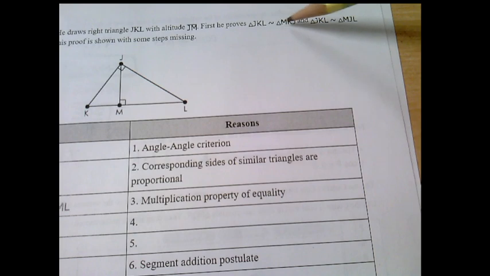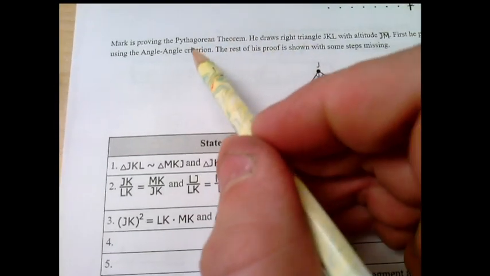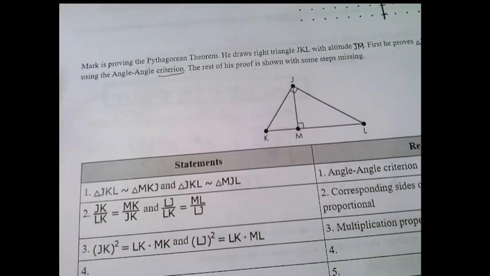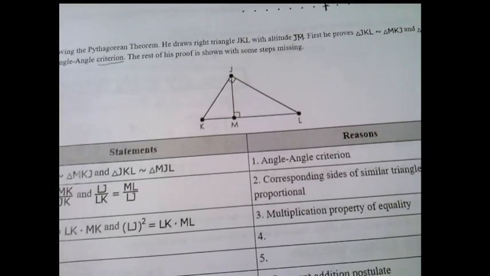First, he proves the triangles JKL and MKJ are similar. Then he proves triangle JKL and MJL are similar using the angle-angle criterion. Angle-angle similarity is what we called it. They call it criterion. Okay, same thing. The rest of his proof is shown with some steps missing.